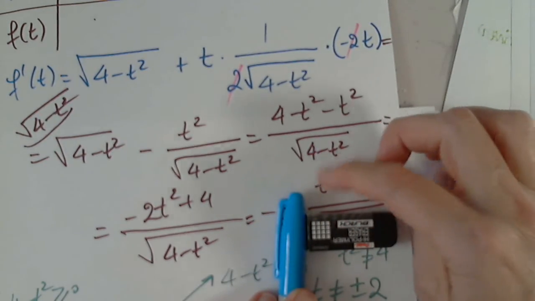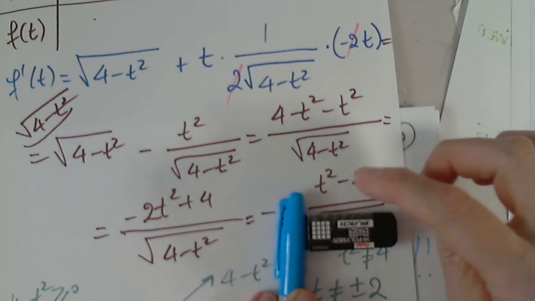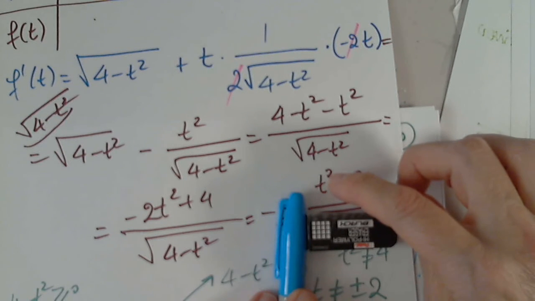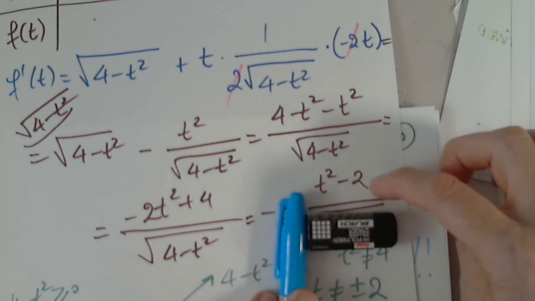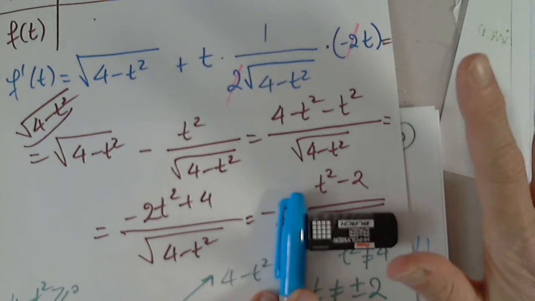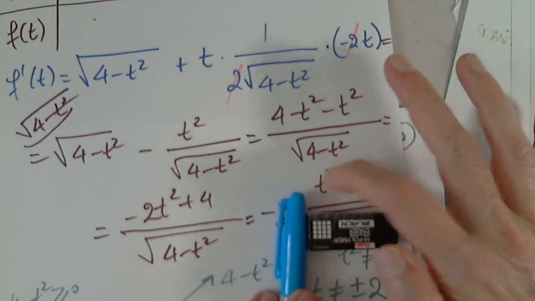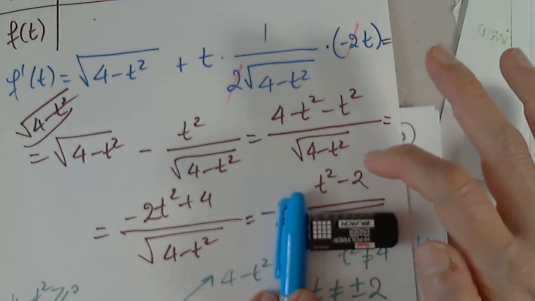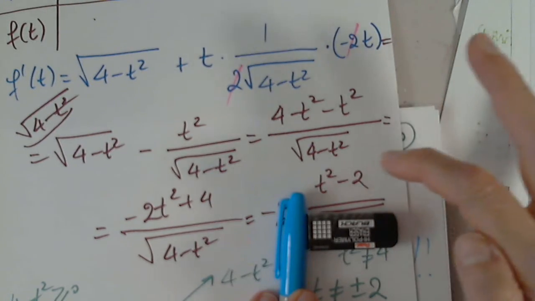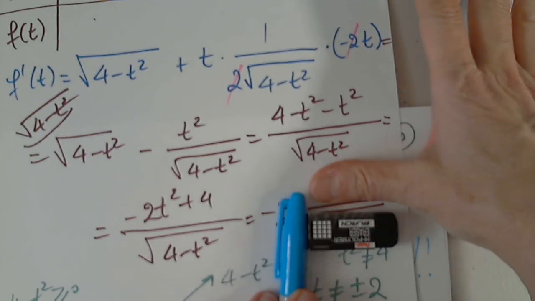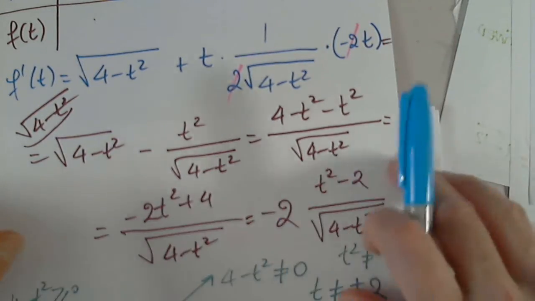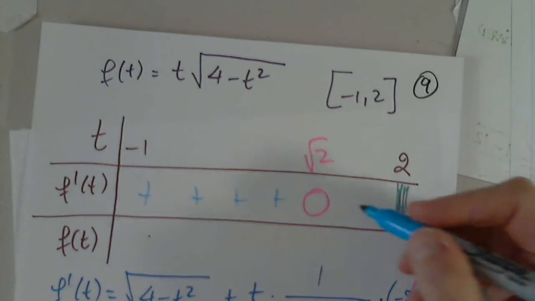So 1.9 squared will be more than this. That's all I care about, sign. 1.9 squared is definitely, it's almost 4. It's definitely more than 2. So this will be positive, but there is a minus in front. So then I know this is negative.